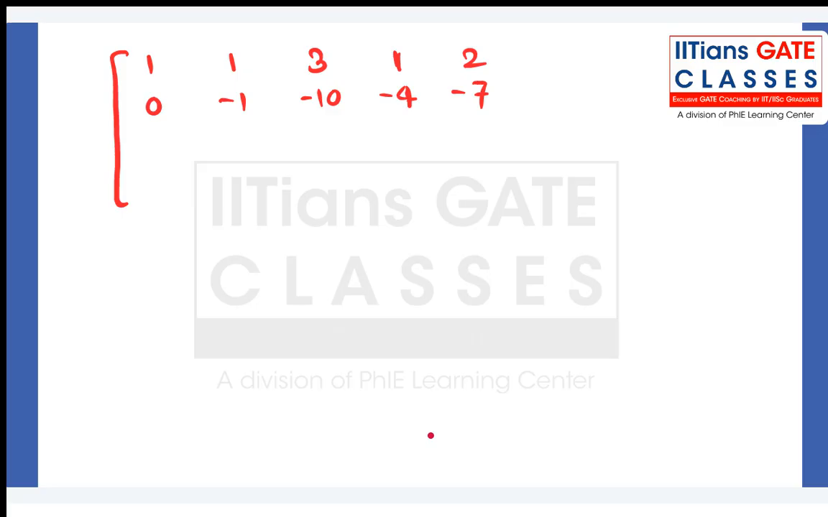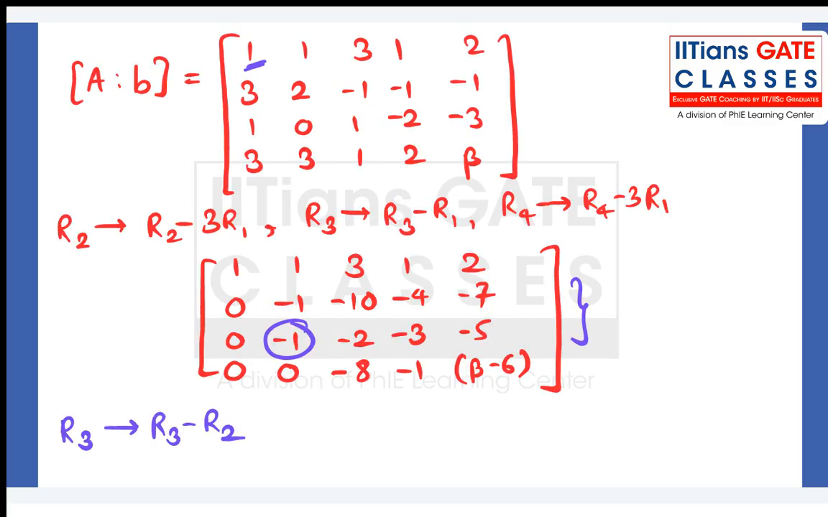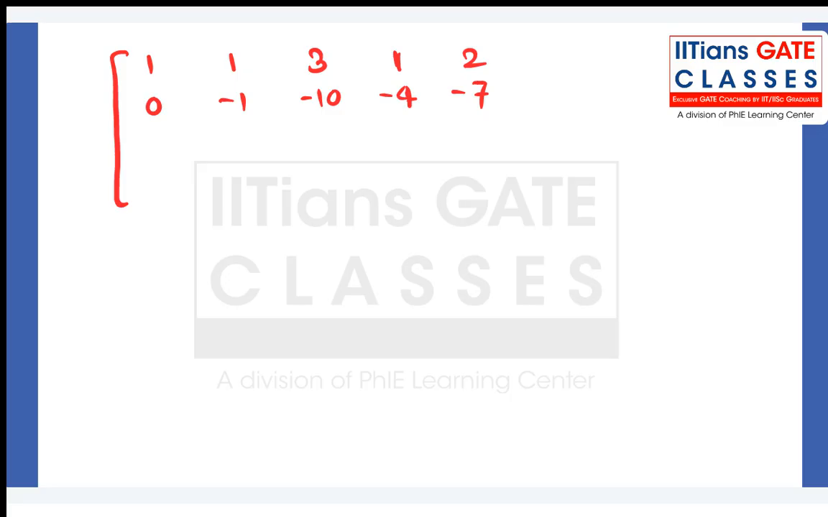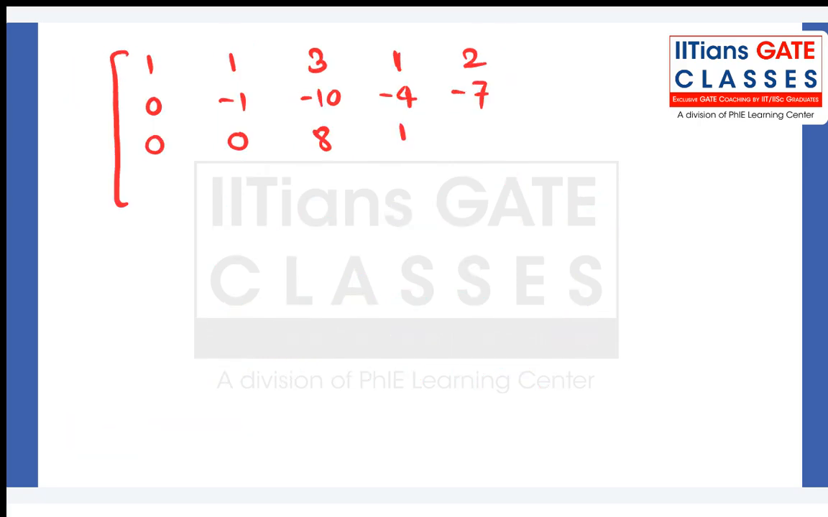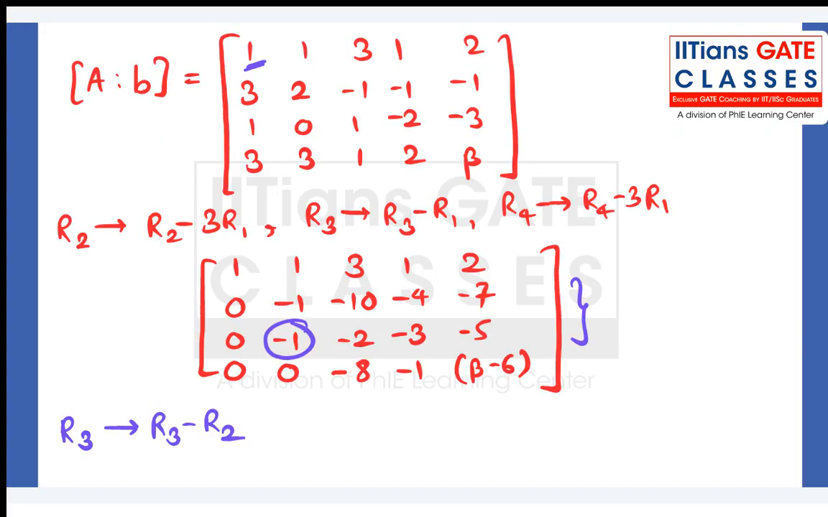Now if you subtract 0 from 0, that is 0. The second element also becomes 0. And then 2 minus minus 10, so that is 8. So this is 0, 0, 8. And then this is minus 3 plus 4, so that is 1. And the last element will be minus 5 plus 7, that is plus 2.